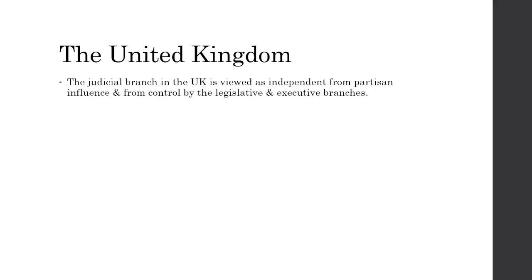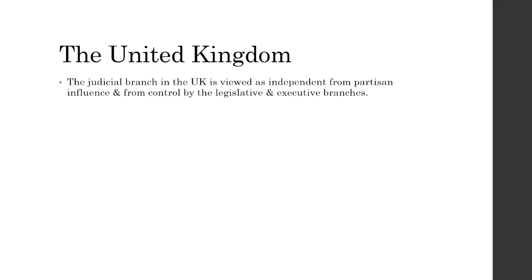Okay, so let's look at our course countries now, because we've done that a lot. So we're going to do it again. Starting with the United Kingdom. So the judicial branch of the United Kingdom is viewed as independent from partisan influence and from control of the legislative and executive branches. So we see proper separation of powers between the judicial branch and the other branches.